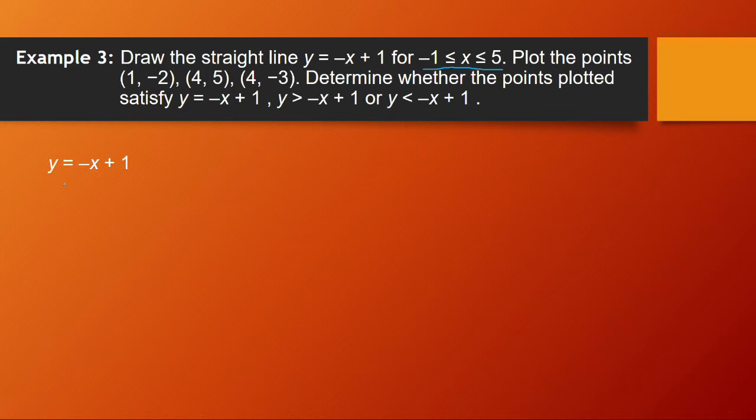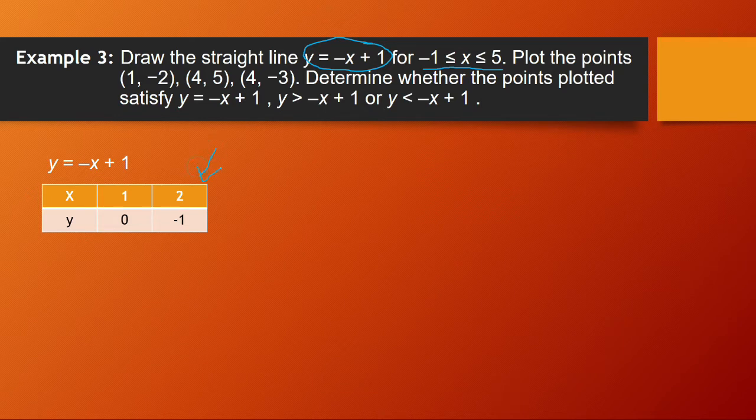So for y equal to negative x plus 1, this is the equation. What you need to do is plot the graph first. To plot the graph, you will need a table of values. Do you still remember? You learned this before. So you have to give any value for x.